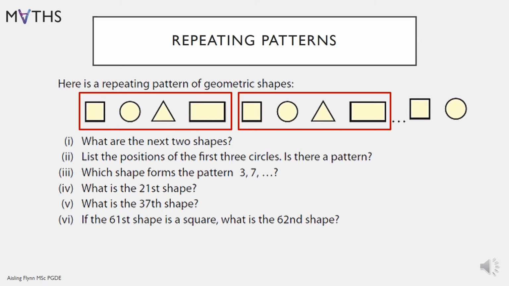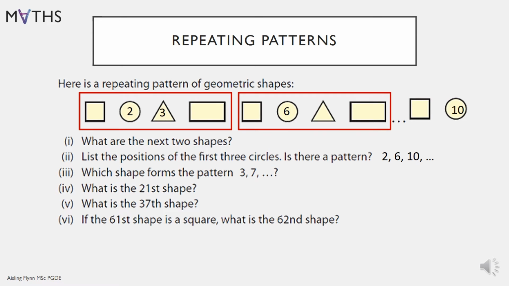List the positions of the first three circles. Is there a pattern? So where are the circles? So in position number 2, position number 6, and position number 10. Okay, so there are the numbers 2, 6, 10. Is there a pattern? I think so. Starting at 2, it's every fourth number. So 2 plus 4 is 6, 6 plus 4 is 10, 10 plus 4, the next one would be 14, and so on.